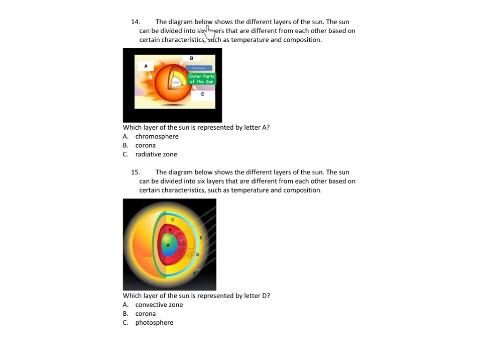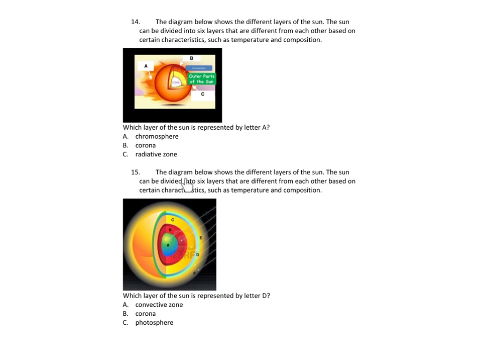Number 14. The diagram below shows the different layers of the Sun. The Sun can be divided into 6 layers that are different from each other based on certain characteristics such as temperature and composition. Which layer of the Sun is represented by the letter A? A. Chromosphere, B. Corona, C. Radiative zone.